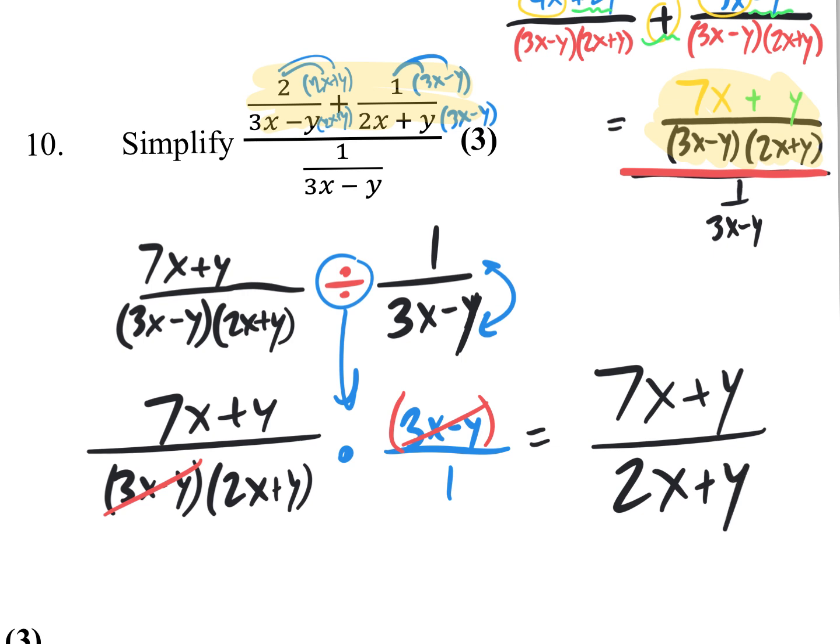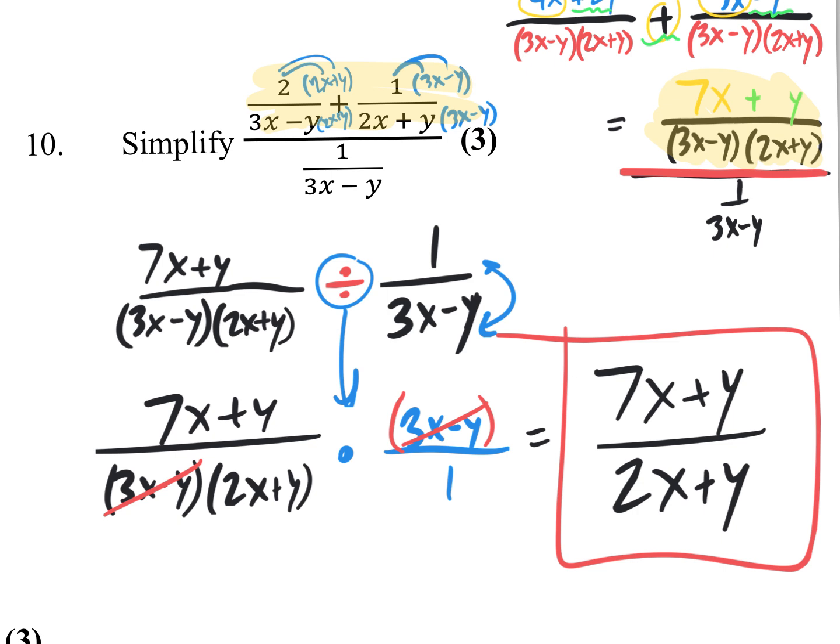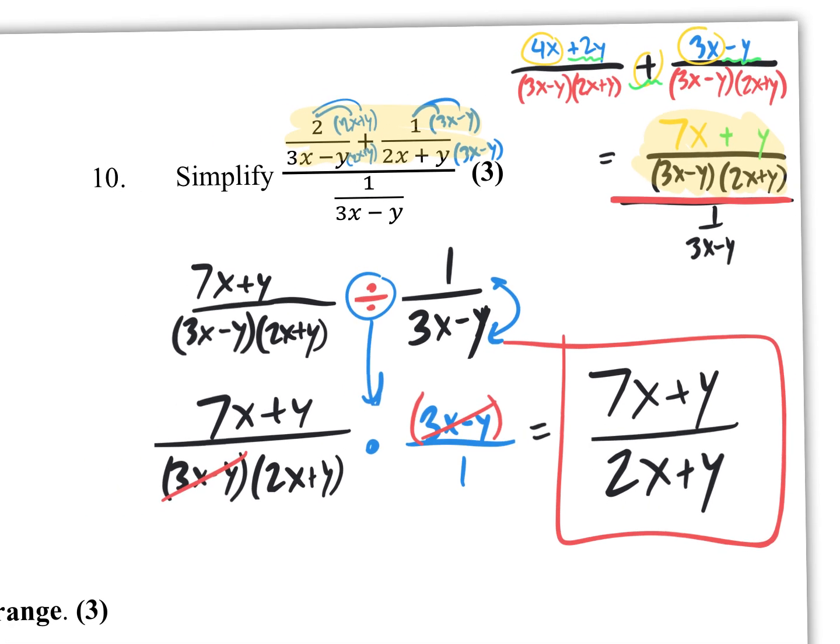Now the question is, is this our final answer, or could we do anything else? If you're thinking, oh, we could cancel the y's, that'd be incorrect because of the plus signs. So this is our final answer. So number 10, there's your answer, 7x plus y over 2x plus y. This is a 3-point question. That took a lot of work, right? So maybe 1 point for getting this top answer, another point for doing this correct setup of flipping this over with multiplication, and a total of 3 points if you do all this with the correct answer.